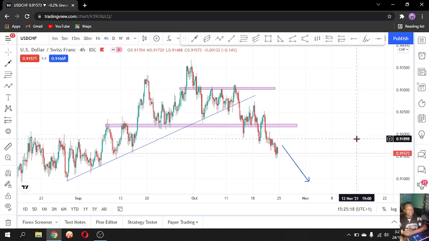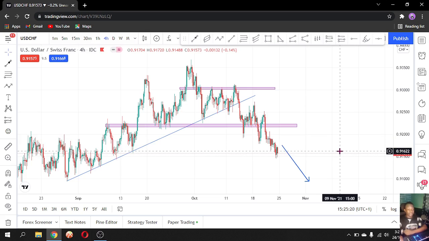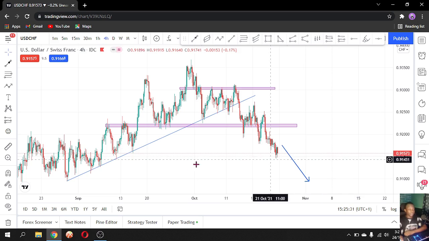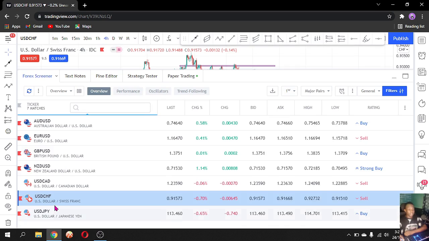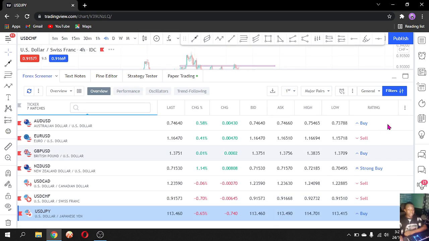USD CHF might continue falling, depending on the setup. You don't always depend on technical analysis when analyzing the market. We also consider fundamental news. The next pair we will look at is USD JPY.